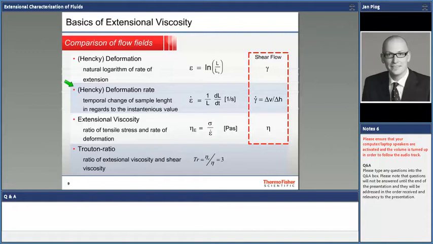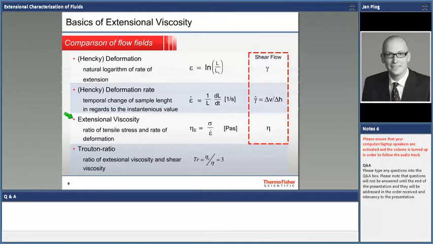Then we have the rate of deformation, which gives you the temporal change of your sample length in regards to the instantaneous value. This parameter epsilon dot is very much comparable to your shear rate, gamma dot. But again, towards an extensional flow field, not a shear flow field.